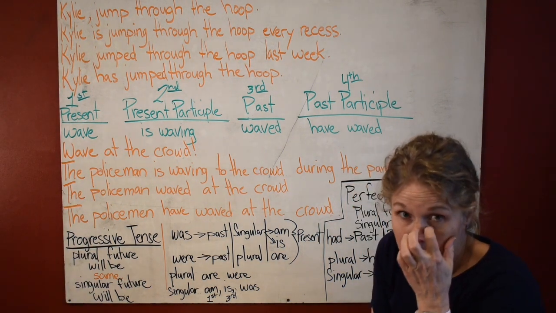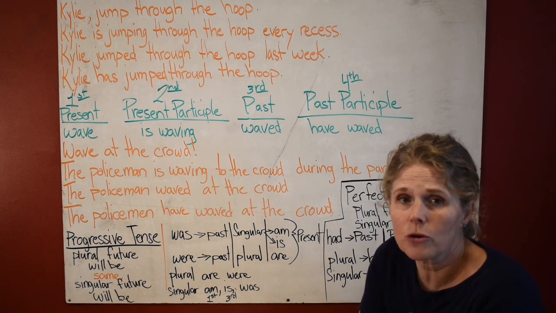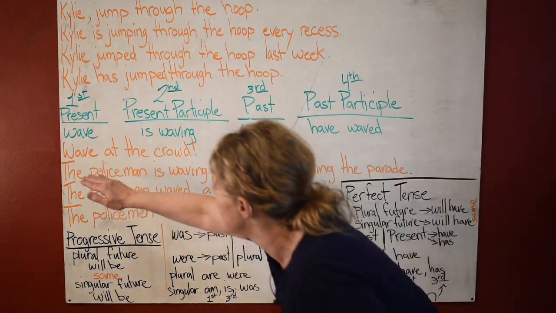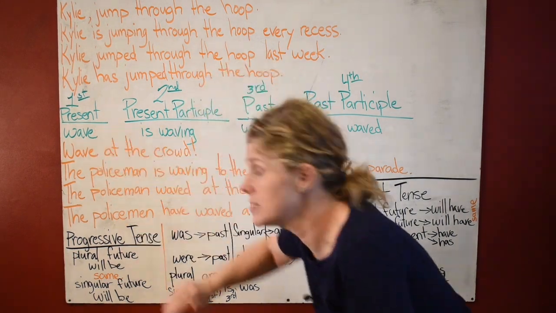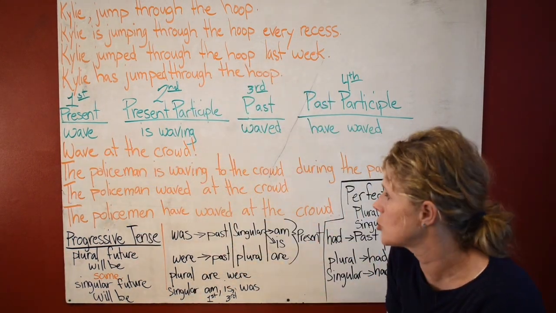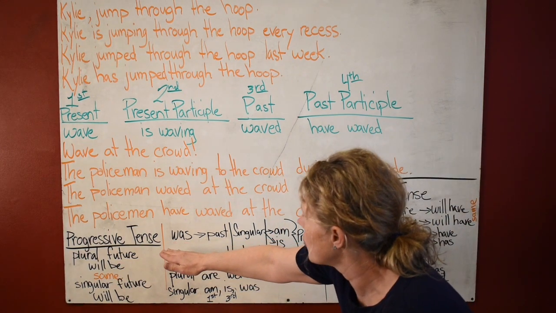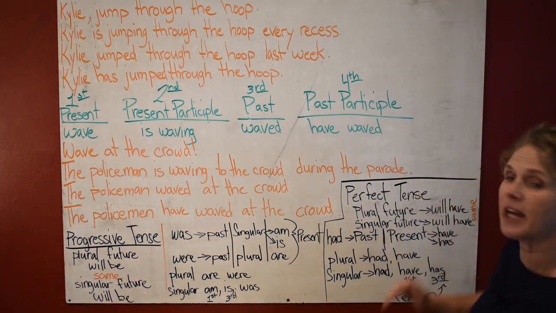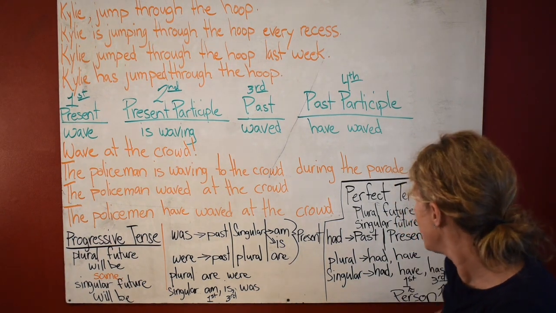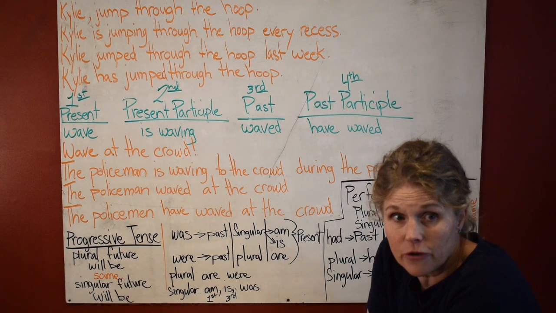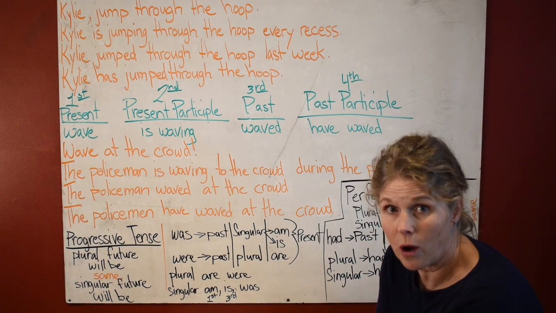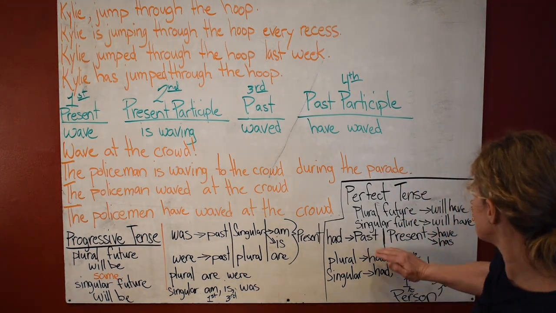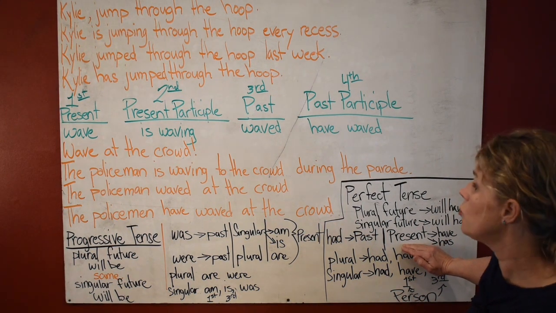Now, one of the things that I didn't bring up that is really important is that in your simple tense, you're going to have past, present, and future. So you're going to have past, present, and then you're going to have will wave for your future. For your progressive tense, you're going to have past, present, and future. So there's another three tenses. With your perfect tense, you're going to have the past, present, and future. And you're going to use different auxiliary verbs to make the sentence how you want it to be. Does that make sense?